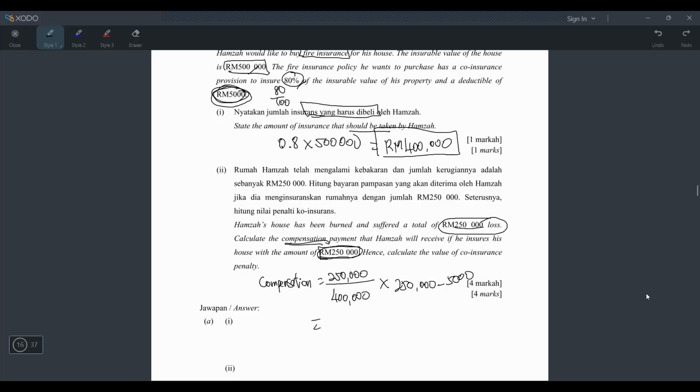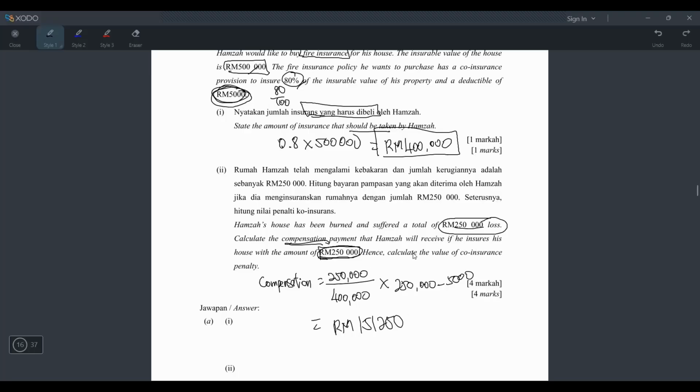Okay, let's press all of this. See what we get. 250,000 divided by 400,000 times 250,000 minus 5,000. Okay, 151,250. This is my compensation. Don't forget to write RM, please. Okay, and the soalan says what? Calculate the compensation payment Hamza will receive if he insures his house with this amount. So this is the compensation he will receive from the company.